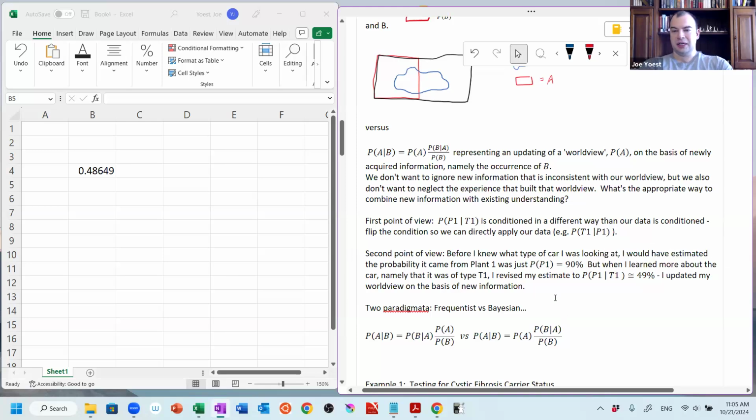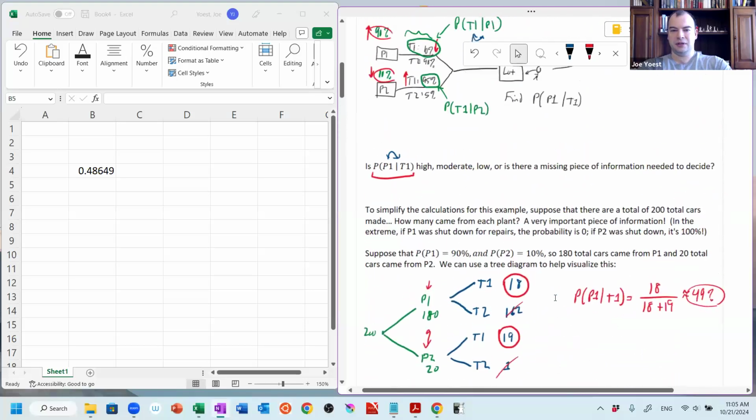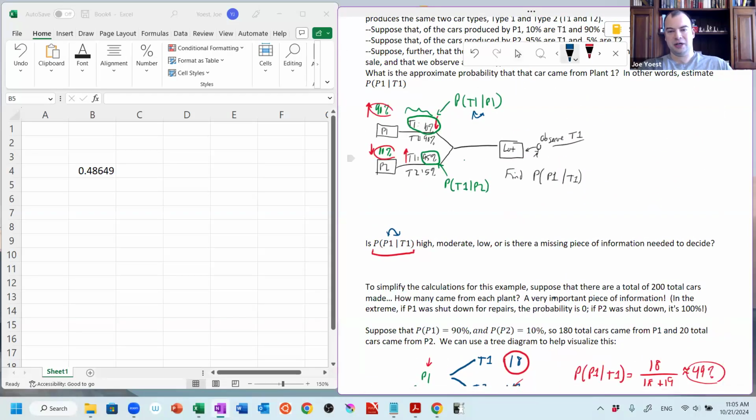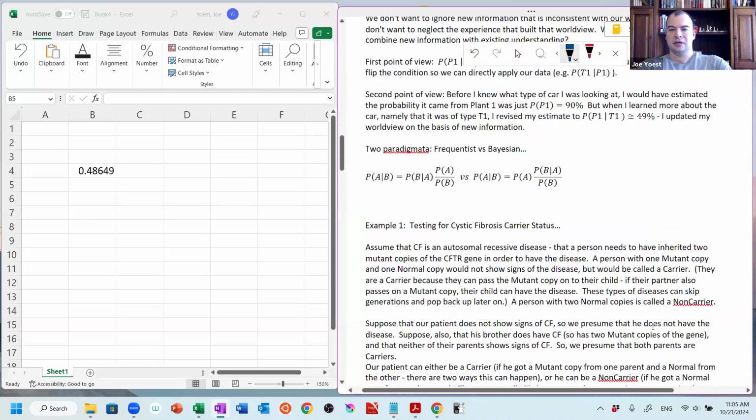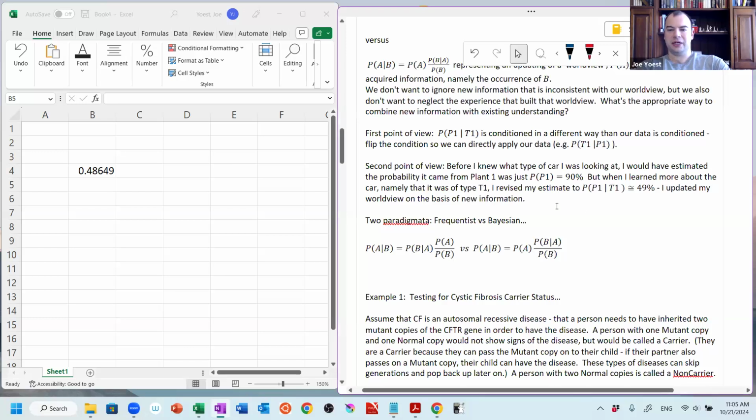I don't want to just jump ship and say, oh, it's definitely from plant 2 because 95% is bigger than 10% or something. I don't want to do that. But I also don't want to ignore the new piece of information that I just got and say, no, still 90% chance of plant 1. This new information does change the perspective. How do I incorporate it? Well, I use Bayes' theorem.